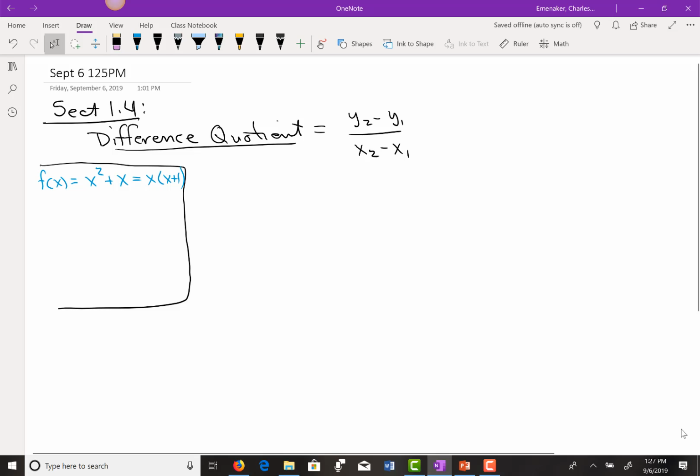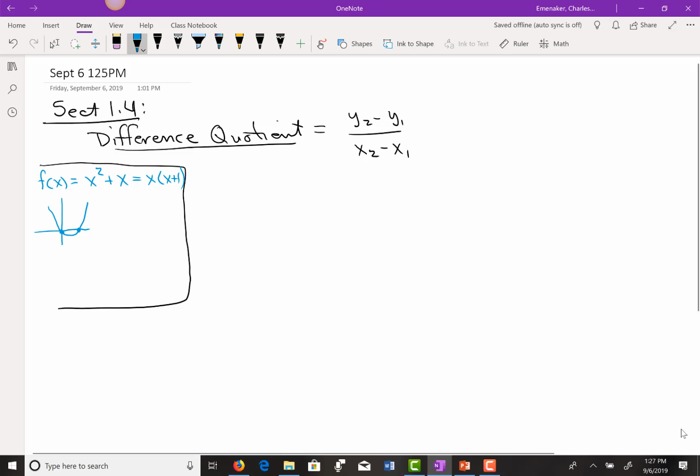Okay. So this is going to be a parabola. It's going to open upward. It's going to intersect the x-axis at 0 and at negative 1. So it's going to do something like that. Does that make sense to everybody?